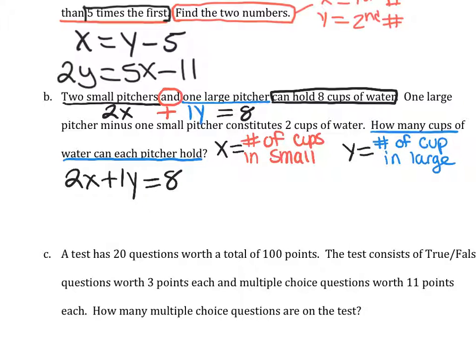Okay, now let's look at our second one. 1 large pitcher. What does that look like? Y. And then we have minus. What does that mean? Minus. And then we have 1 small pitcher. X. Constitutes is a fancy word for equals 2 cups of water. So equals 2. And that's our second equation.